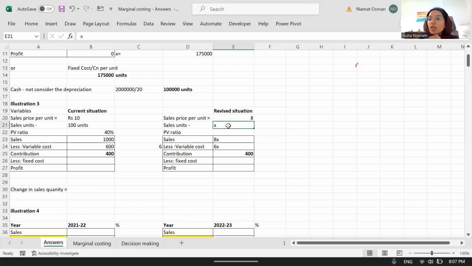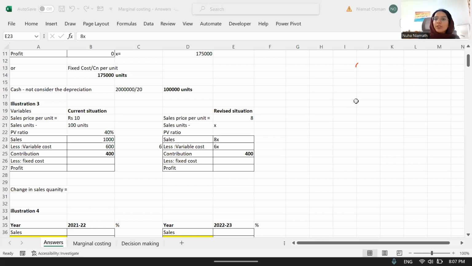Now sales units. We want to see how much to sell now so that we can maintain that contribution of 400 rupees. So we are giving it X. Now sales is equal to 8X because 8 into X. Understood, Khadija? Clear? Okay. Thank you, Khadija. All right.